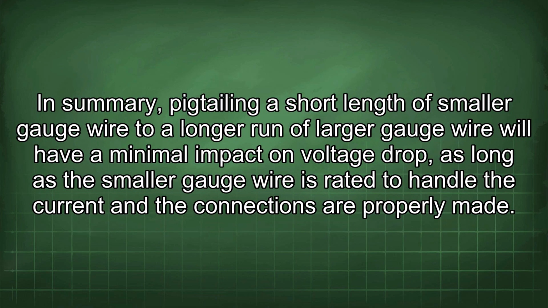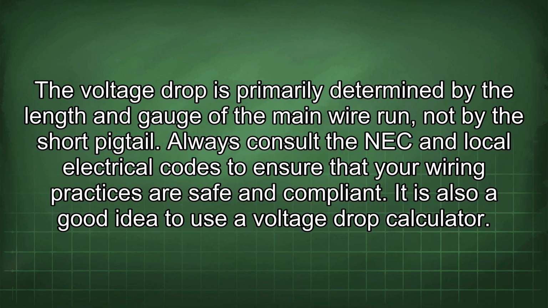In summary, pigtailing a short length of smaller gauge wire to a longer run of larger gauge wire will have a minimal impact on voltage drop, as long as the smaller gauge wire is rated to handle the current and the connections are properly made. The voltage drop is primarily determined by the length and gauge of the main wire run, not by the short pigtail. Always consult the NEC and local electrical codes to ensure that your wiring practices are safe and compliant.